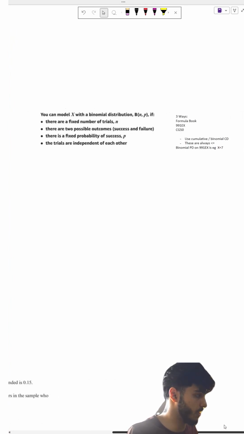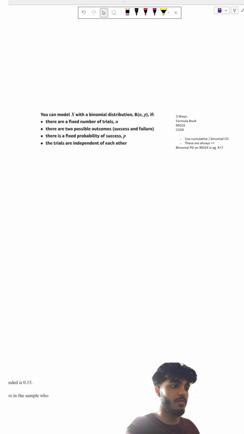Right. Okay, so we have 3 ways of doing this. We have our formula book, we have our 991EX, I'm going to bring that up as well, and we have our CG50 method. For the rest of the thing, I'm going to be using the CG50, but I also do have the 991EX emulator. Let me bring this up.